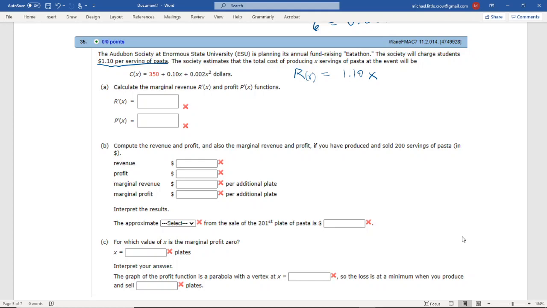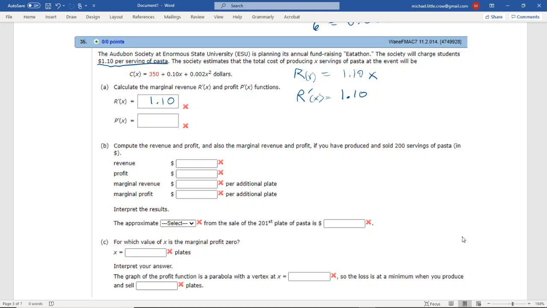Okay, so calculate the marginal revenue. Well, the marginal revenue here is just going to be the revenue we get from the next student, which is still $1.10. It kind of makes sense. You're not giving anybody a discount. You're not charging anyone extra. Everybody pays $1.10. Now calculate the marginal profit. Well, to get the profit, we have to take the revenue minus the cost, or the marginal revenue minus the marginal cost.